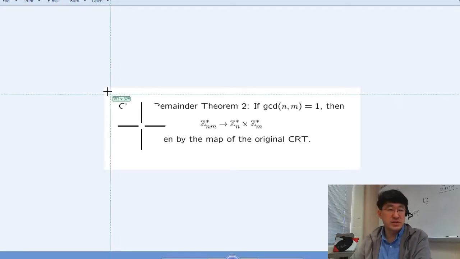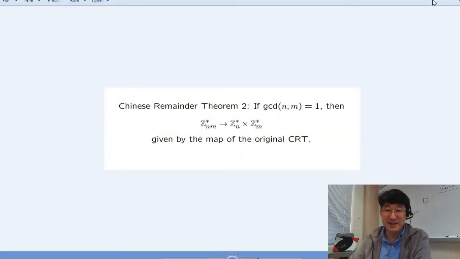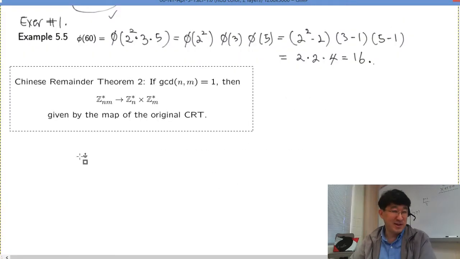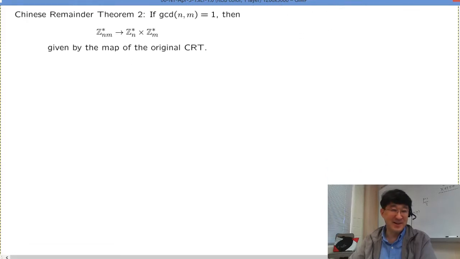So I'd like to introduce the Chinese remainder theorem back again. It's back. Bezout's identity will be back soon. They're all back. All right. Chinese remainder theorem number two.